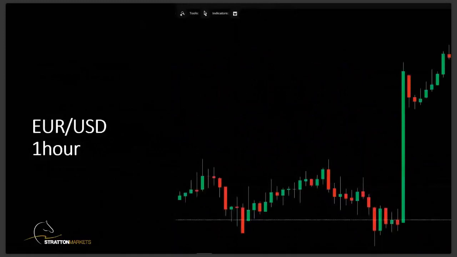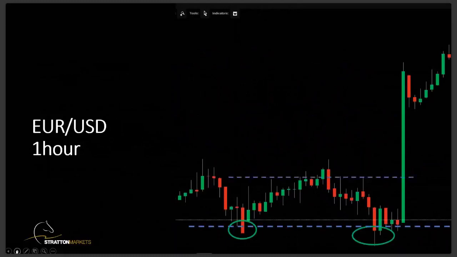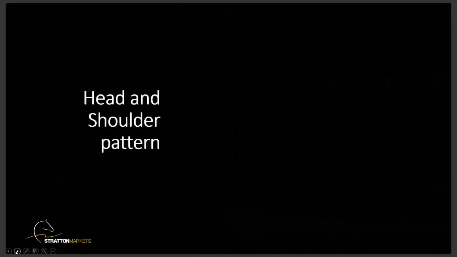Okay, so double bottom, double bottom. Realize there's our neckline, and then indeed, of course, the asset breaks through that and reverses that downtrend. Here's another one. So that reverses that pattern.